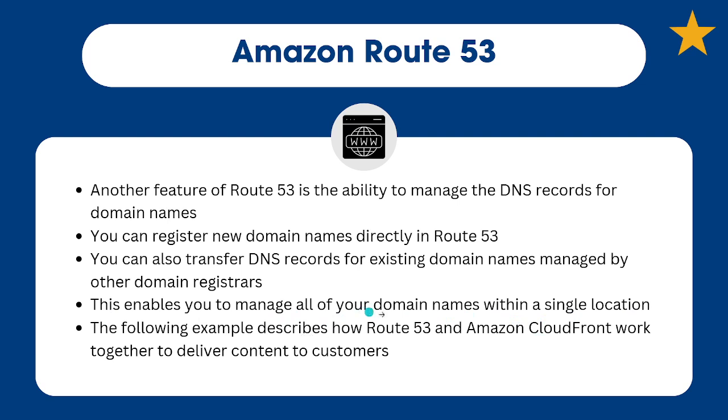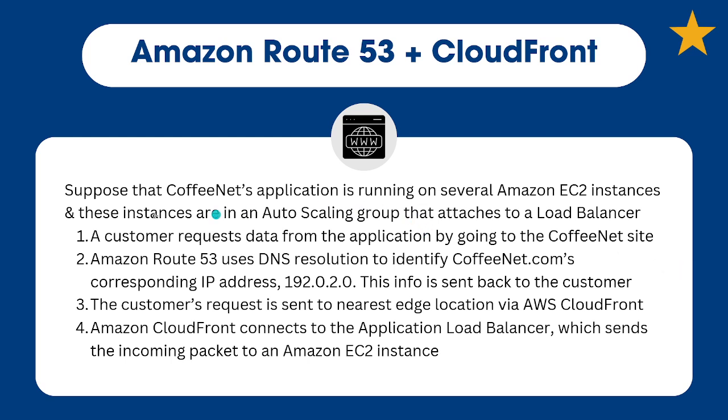The following example describes how Route 53 and Amazon CloudFront work together to deliver content to customers. Remember, CloudFront is the content delivery network tool. All right, so let's see. Suppose that CoffeeNet's application is running on several Amazon EC2 instances. They're in an auto scaling group, right? So if there's extra traffic coming in, they can definitely recruit more instances. And then they have their load balancer, right? That's the one evenly distributing the work to all the instances.